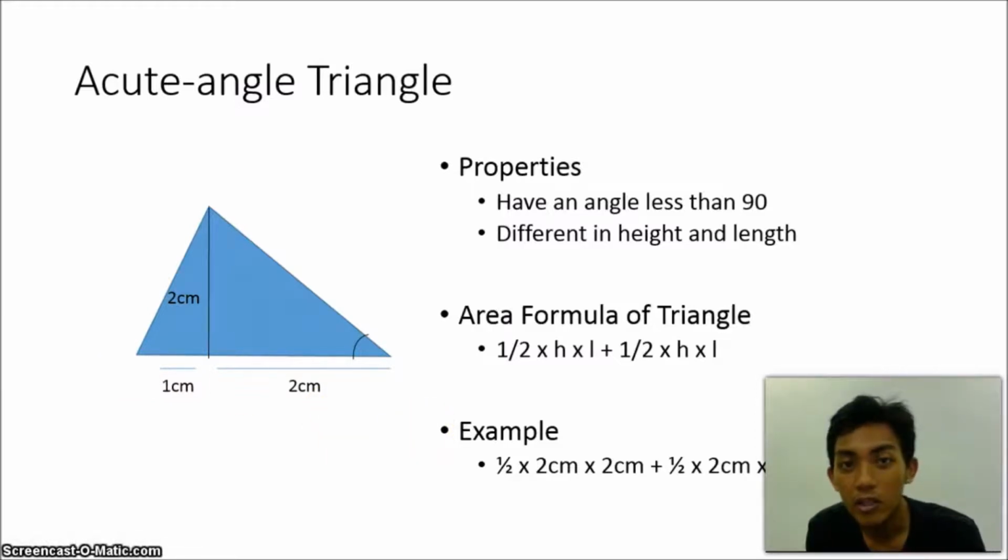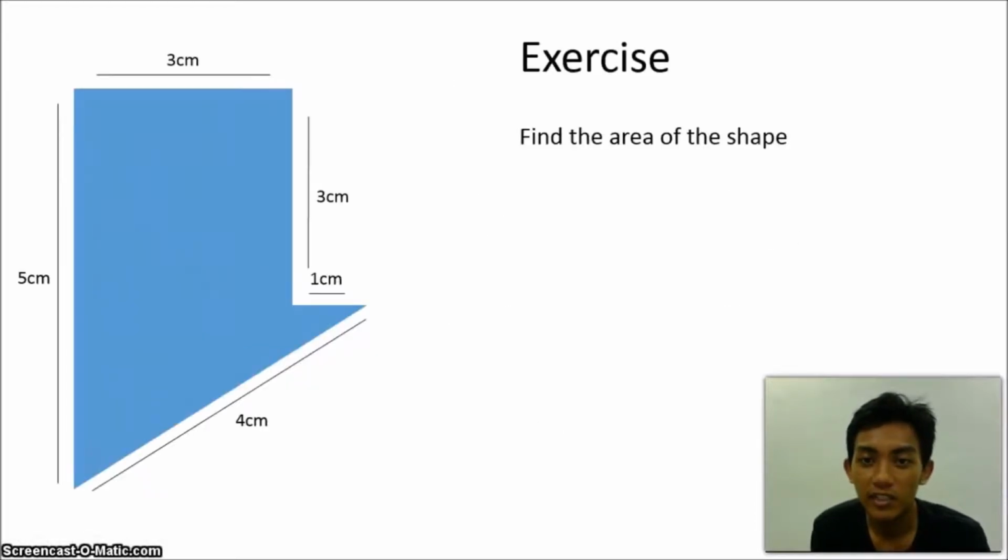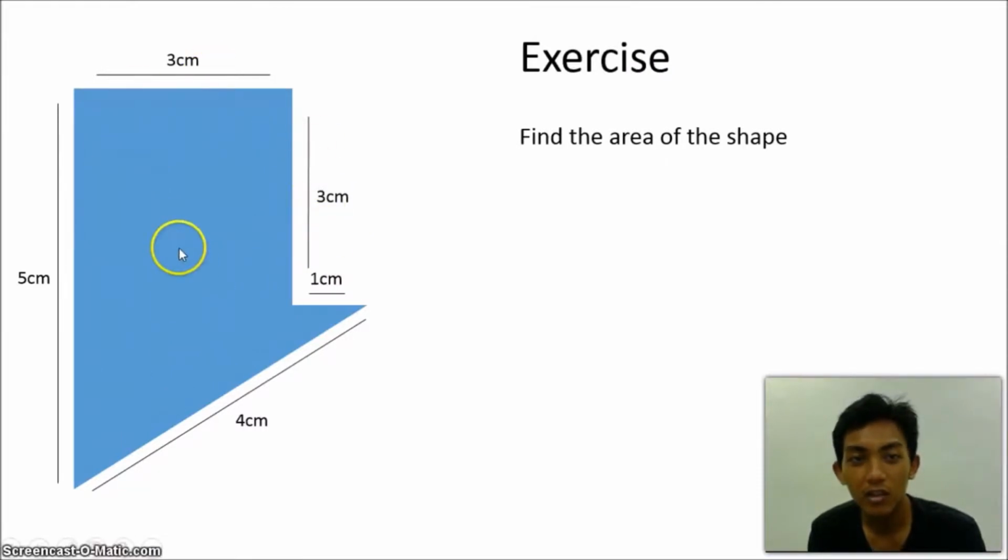Now, have you all learned the lesson? Let us proceed to the exercise. Find the area of this shape. Now, this shape is not a rectangle, not a square, not a triangle. This is a complex polygon.